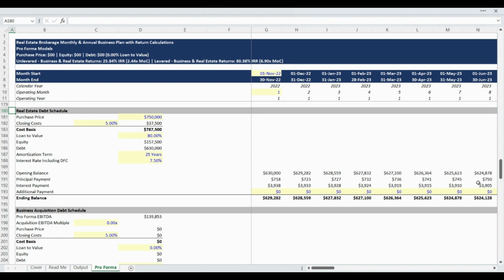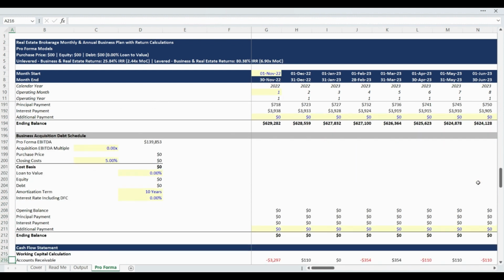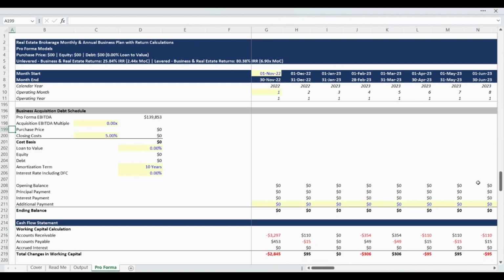If you are buying real estate with the business, the purchase price attributable to the real estate is entered in cell D178. The closing costs as a percentage of the purchase price are then entered in cell C179 to calculate the total cost basis of the real estate. If you are using debt to purchase the real estate, this section includes the inputs for loan to value, interest rate, and amortization term. The monthly debt schedule follows this section, including the ability to model prepayments in row 190 if you want to accelerate debt reduction and your loan allows.